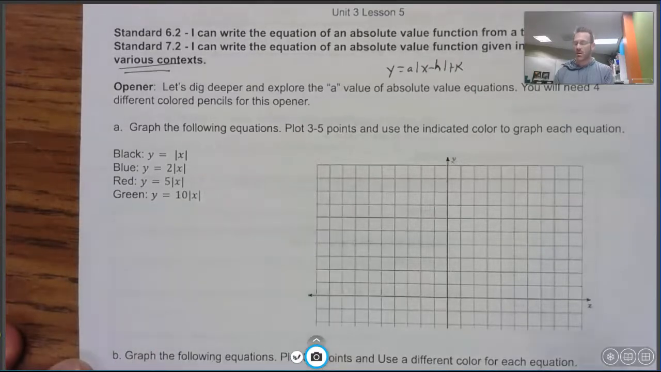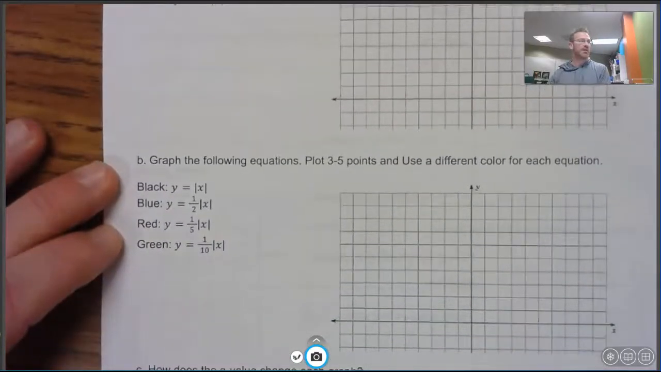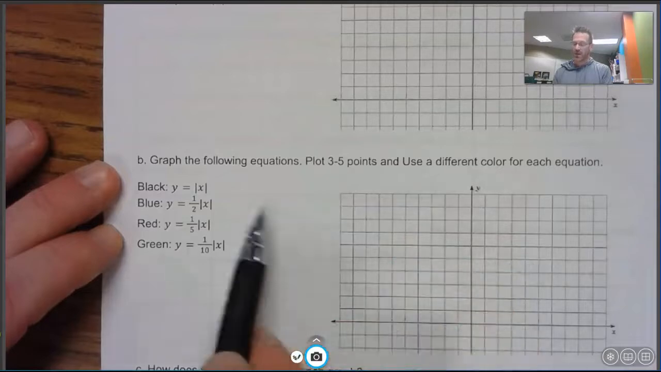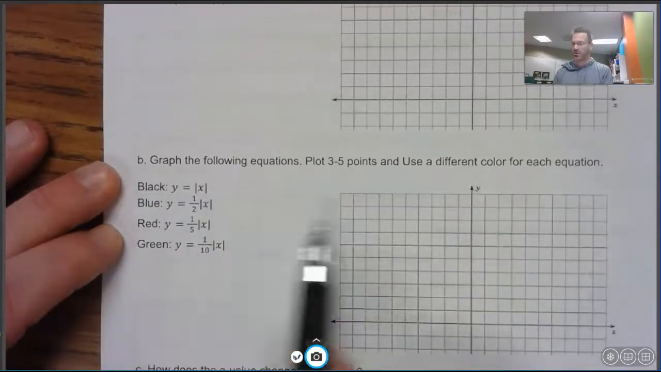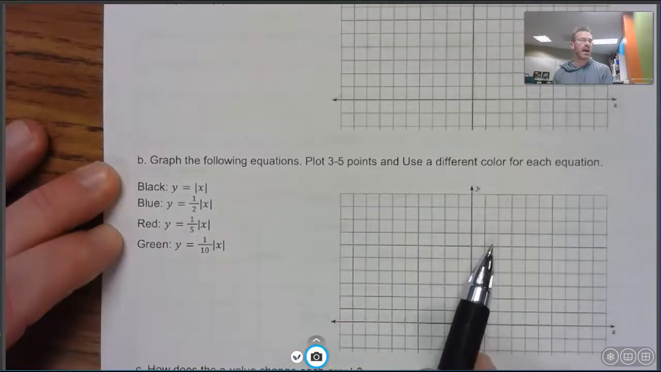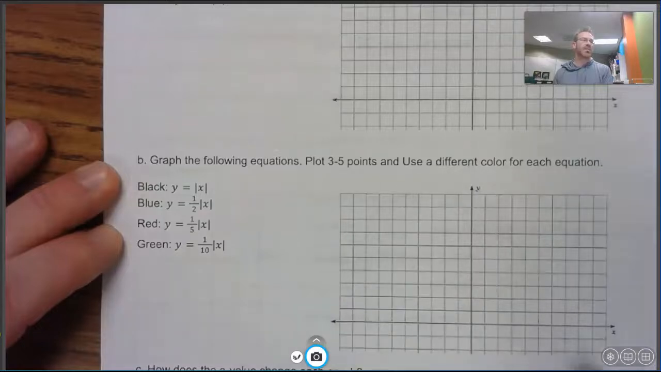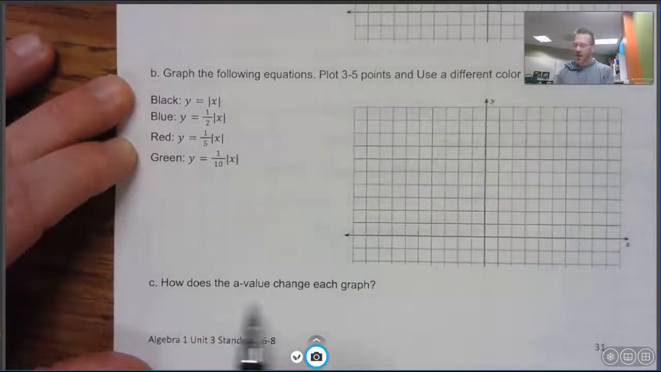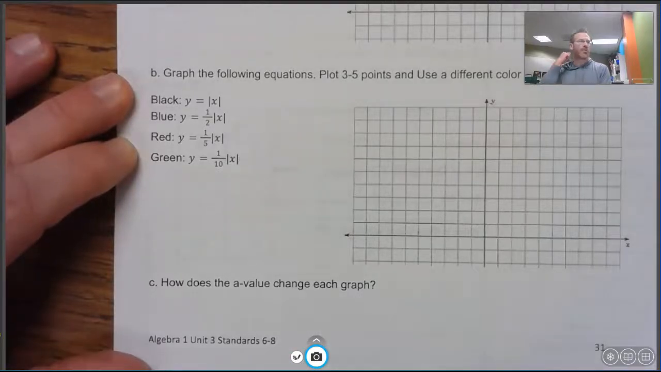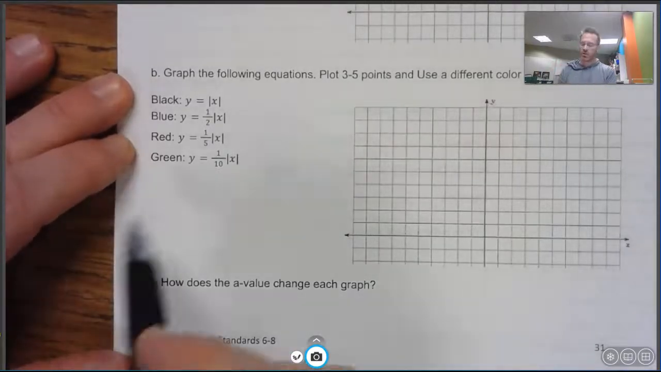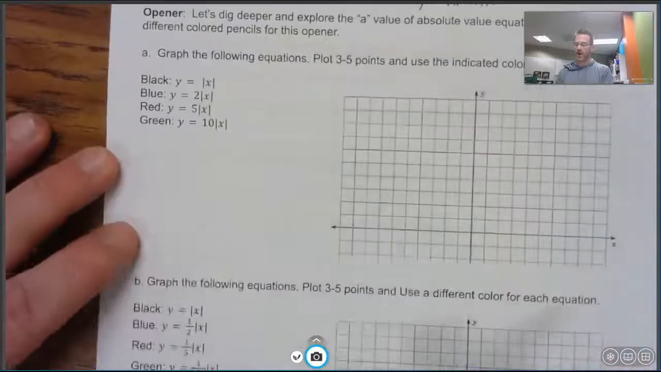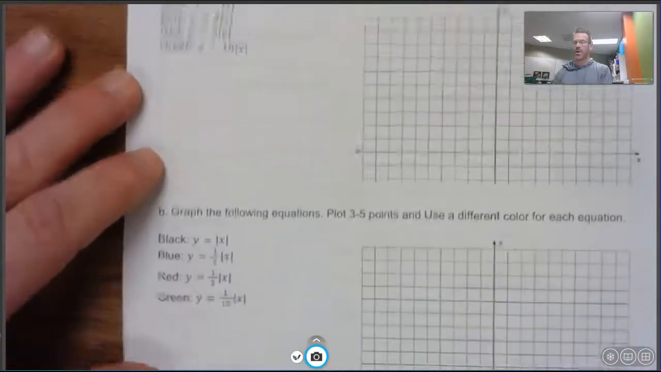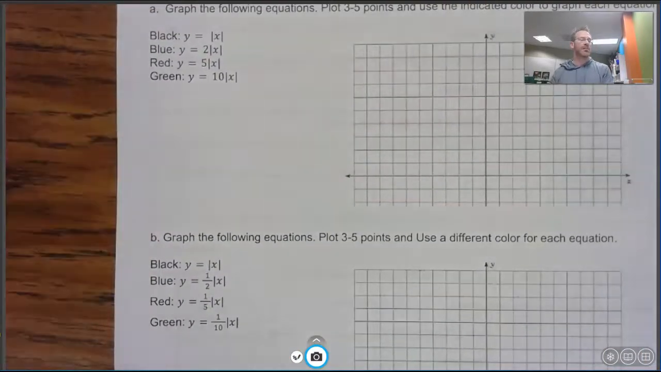Draw those in. Then I want you to do the exact same thing for part B. Graph all 4 of these absolute value functions on the same graph, and once again try to generate as many points as you can. Once you have finished both of those, how do you think the A value changes our graph? What does it do as you look at the difference in the A values in the first set of graphs and the second set of graphs? So pause the video, do those things, flip it back on, and then we'll look at a pattern and see that hopefully you found the same thing that I saw.